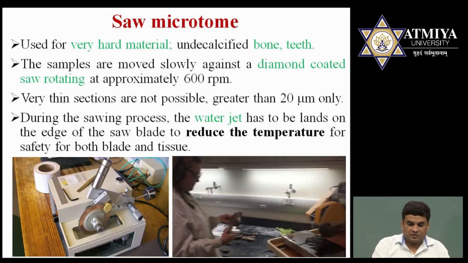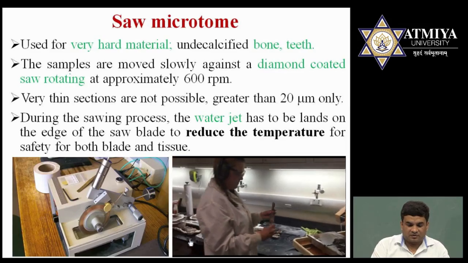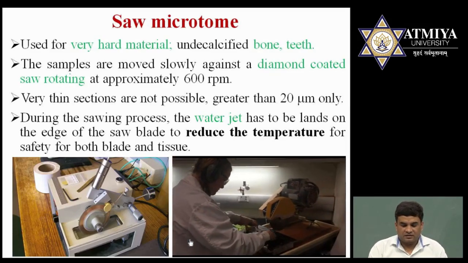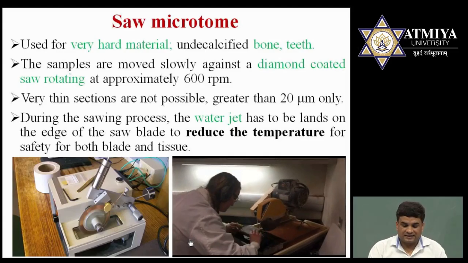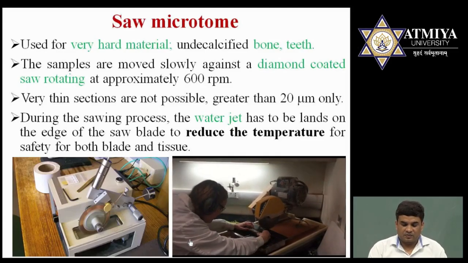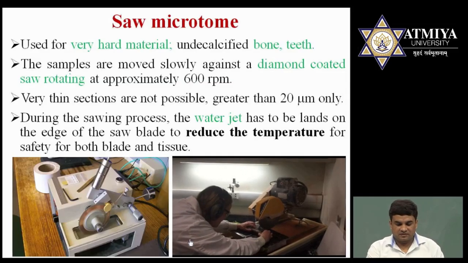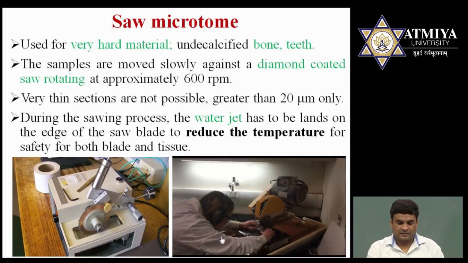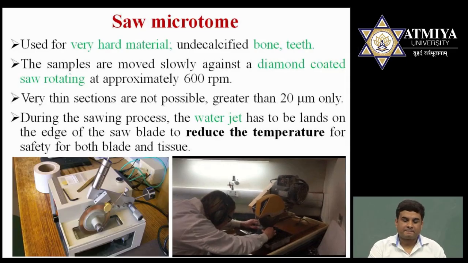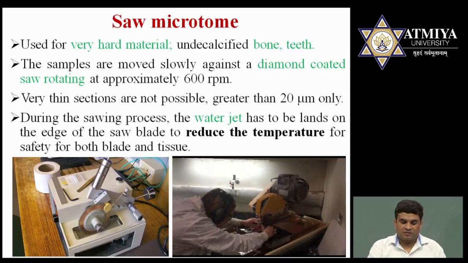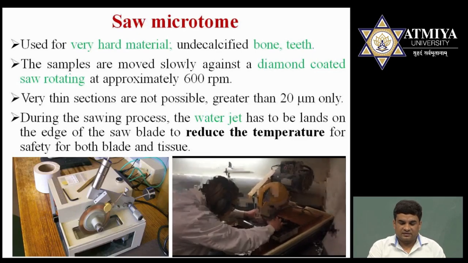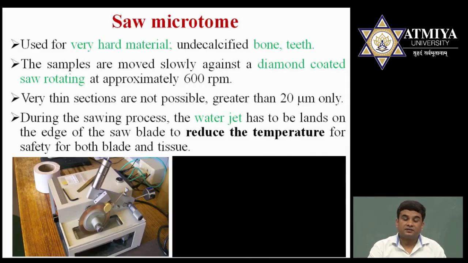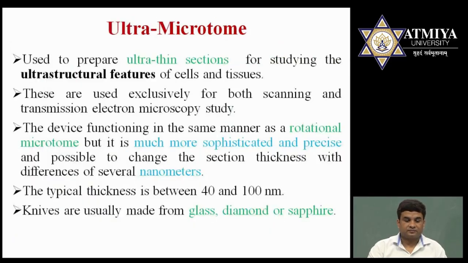So I want to show one video where you will get a better idea of this microtome. In this case, she is taking the bones toward the blade, and finally she will get the section of the tissue using this microtome. You have to move the bones very slowly, so you will get good sections, and water should always be poured onto the blade and the tissue material.